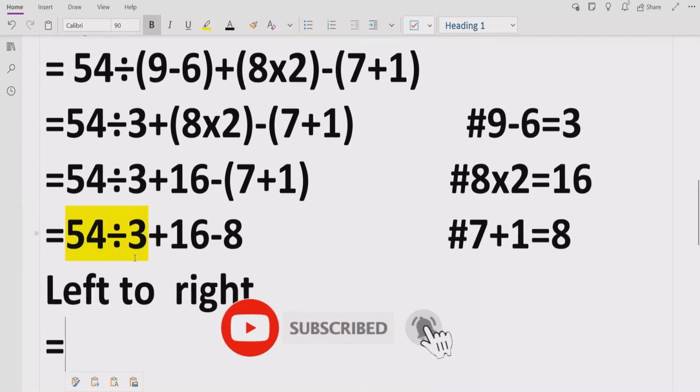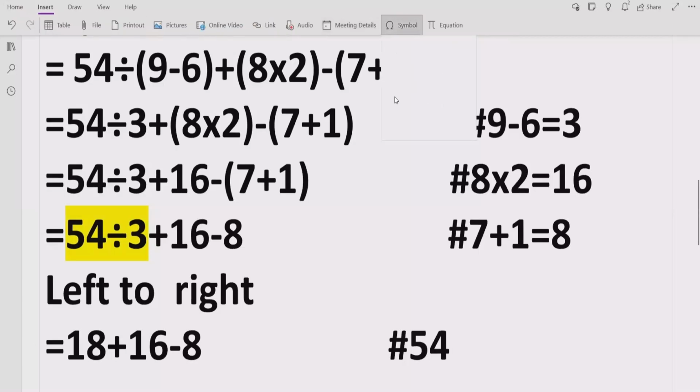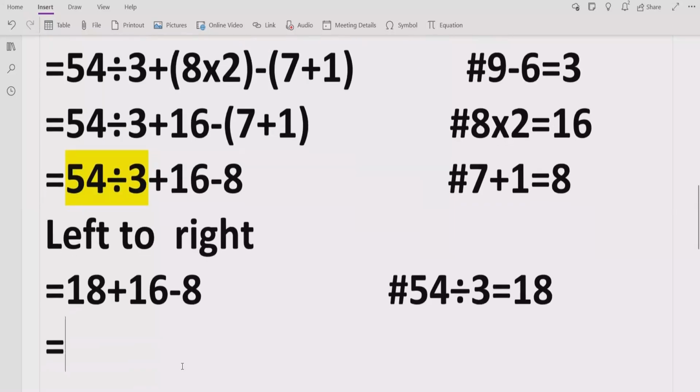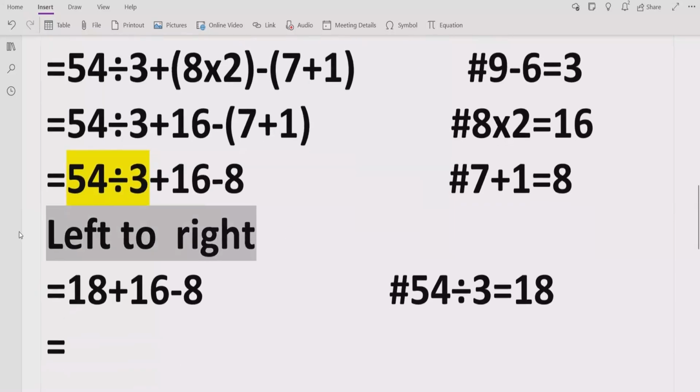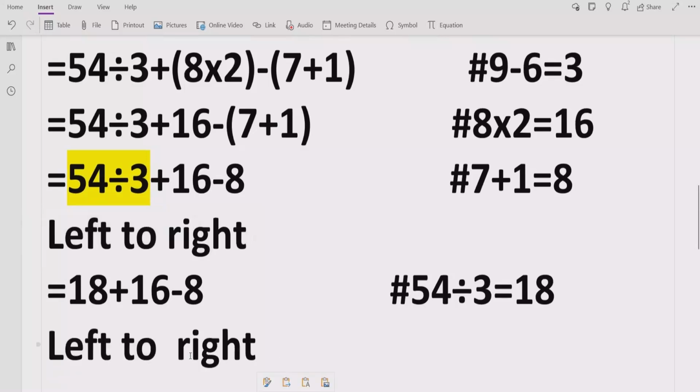54 divided by 3. Now plus 16 minus 8 we will write as it is. And here we will give the reference: 54 divided by 3 equals 18. Now move forward to solve multiplication and division. Now we do not have any multiplication and division, so now we will go for addition and subtraction.